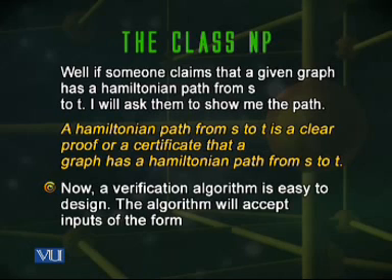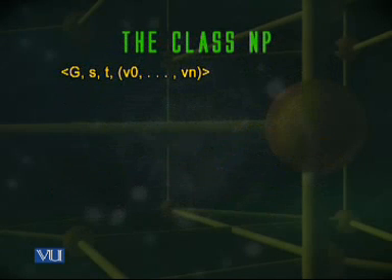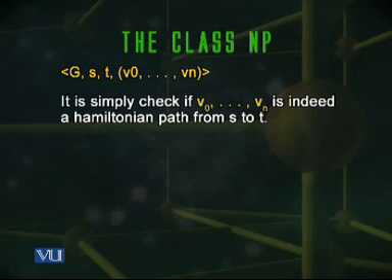Now, we can easily design a verification algorithm. This algorithm will take inputs of the form G, S, T and a list of vertices V0 up to Vn. And it will simply check if V0 up to Vn is indeed a Hamiltonian path from S to T. So how will this algorithm work?